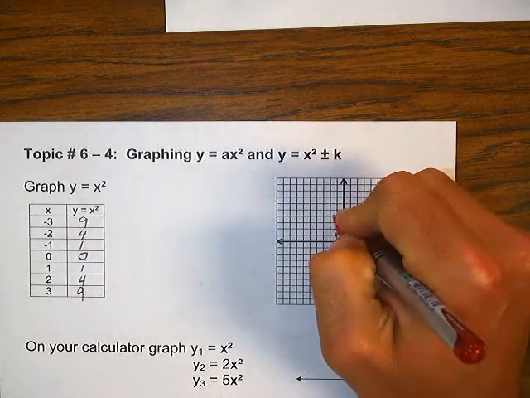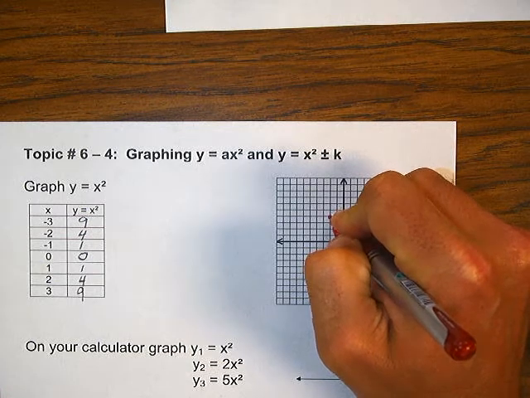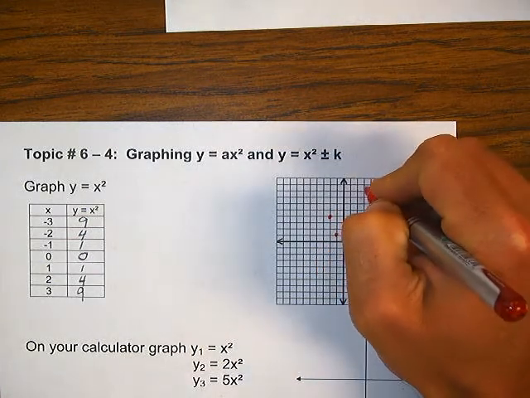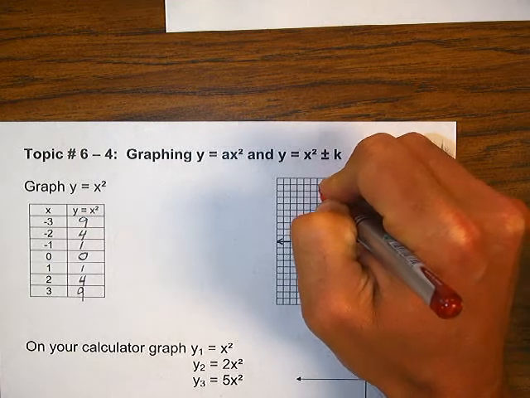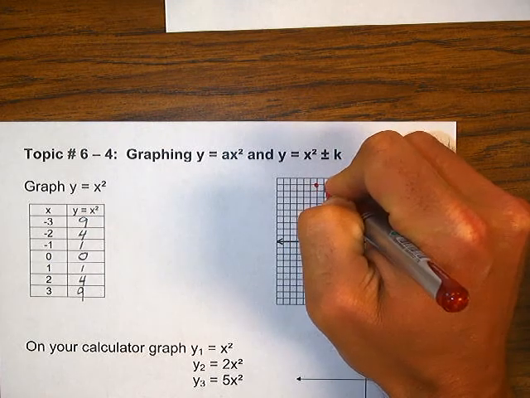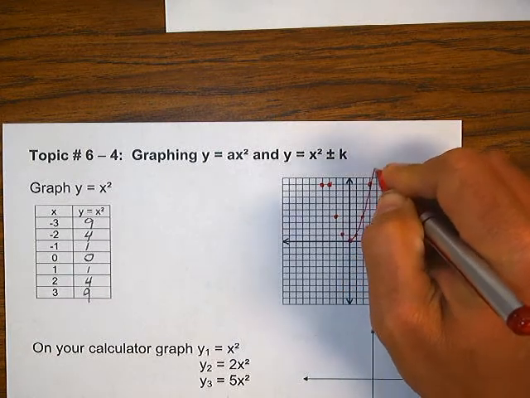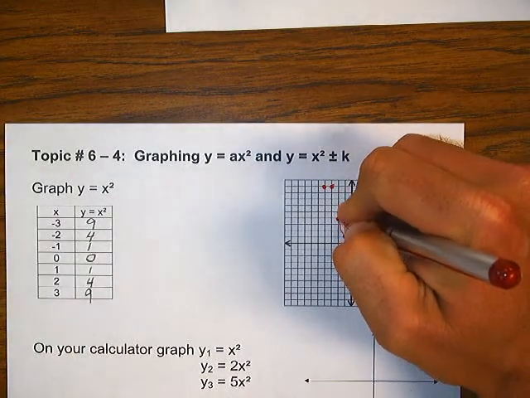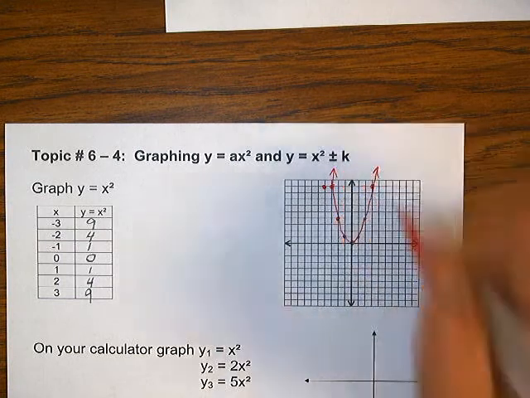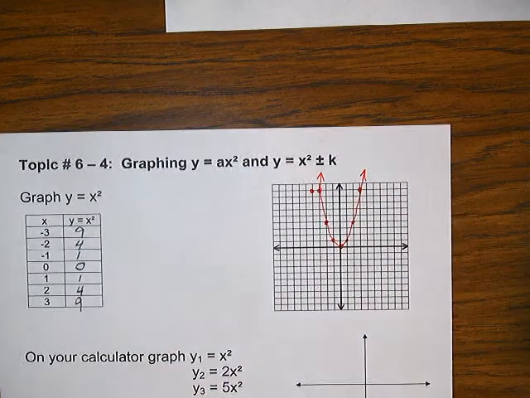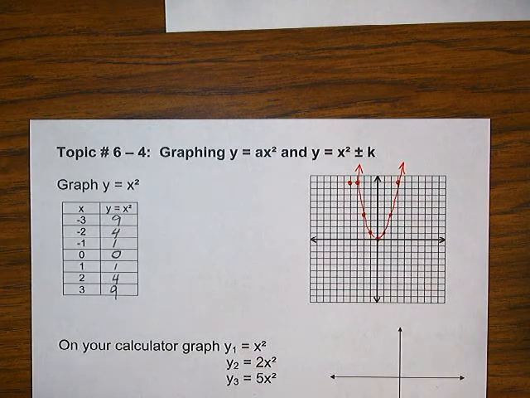Then 2, -4. 3, 9. -3, 9. Oops, that's -4, 9. Oops, bad plot. Okay, there's our graph of our quadratic parent function. Now, what we're going to do with that is change certain parts of our parent function and see what it does to the graph.